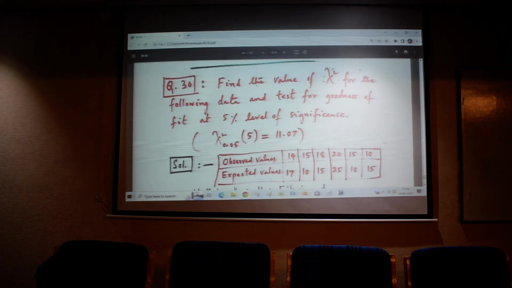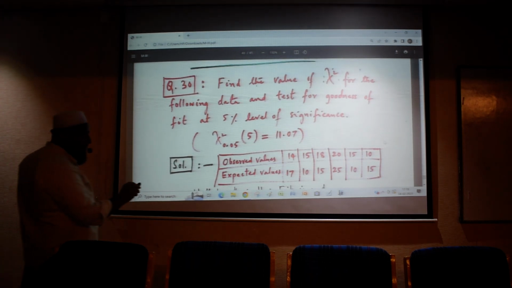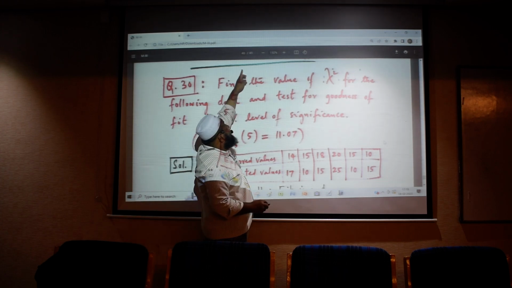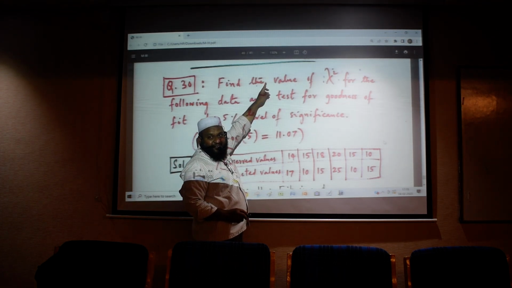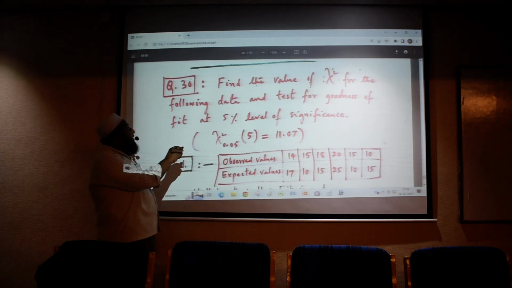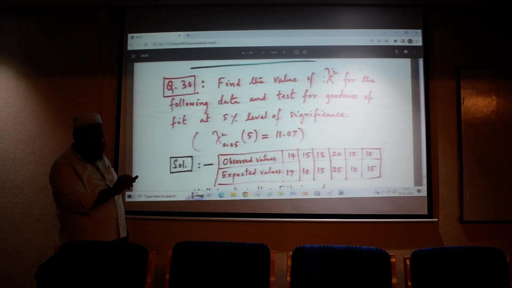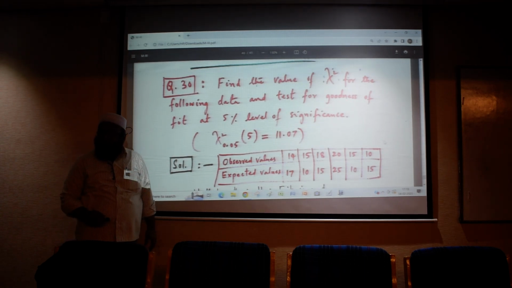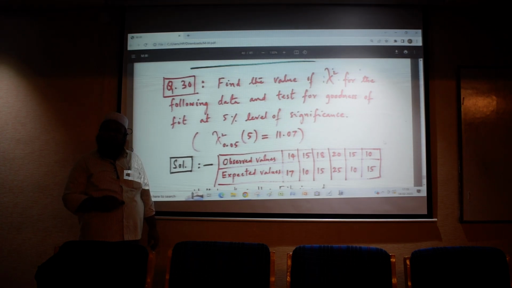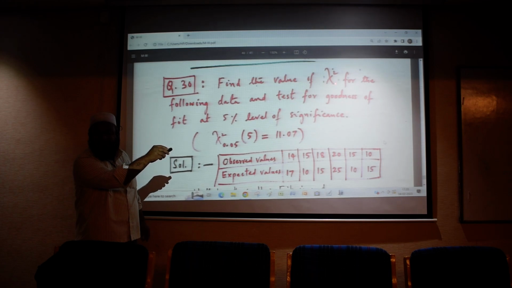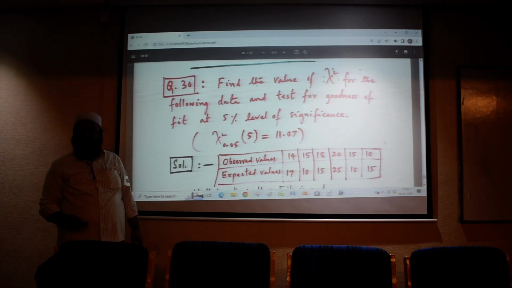The last one, question number 30. We are at page number 40 of 41. Only one page remaining now. Now find the value of chi-square. Is there anyone to ask, sir, how should we know the problem is a chi-square test? Chi-square is written, so by looking at that, this is nothing but a chi-square test.